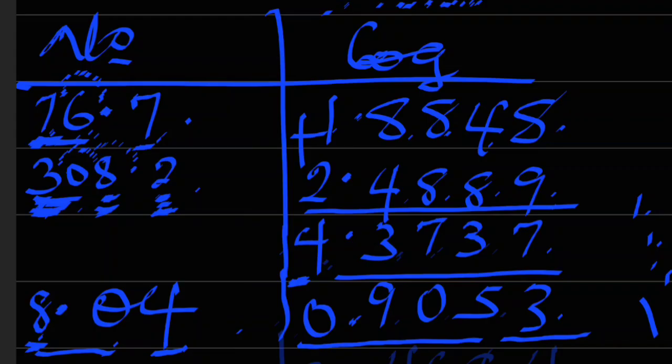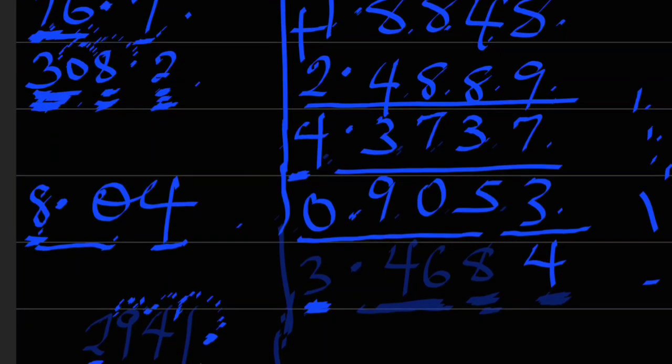7 minus 3, 4. 3 minus 5, it cannot. You borrow 1 from here. 13 minus 5, 8. This is now 6. 6 minus 0, 6. This is 3 minus 9. Cannot. You borrow 1 from here. It becomes 13. 13 minus 9, 4. Then this is the decimal. This 4 is now 3. 3 minus 0 is 3.